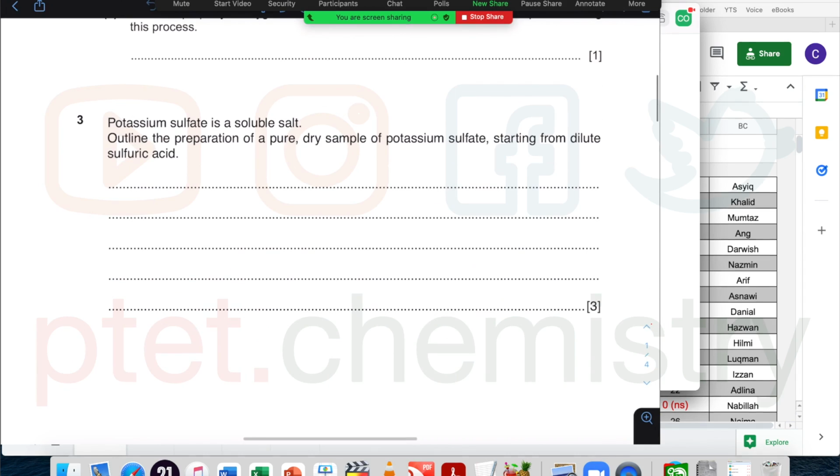This one. Okay, this is the last thing I want to talk about. All right, potassium sulfate. Trust me, this is the very last thing I'll talk about. I'll try and finish this in 3 minutes.